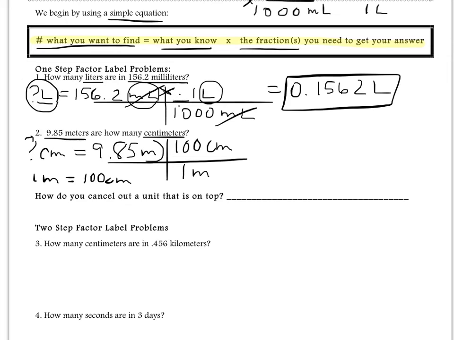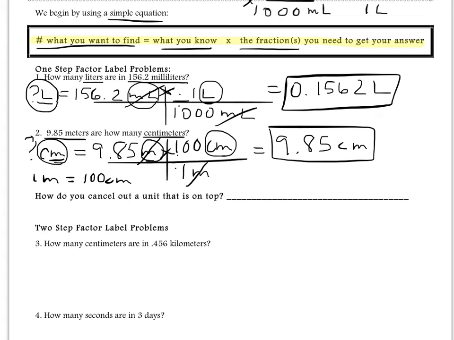Because this time what I'm trying to get rid of is meters, and what I want to end up in is centimeters. So if I have meters on the top and on the bottom, they cancel out. Now my only unit left is centimeters, which is what I want. So I'm ready to calculate. I multiply across the top. I could divide by 1, although that wouldn't change my final answer, which means that I get 9.85 centimeters.